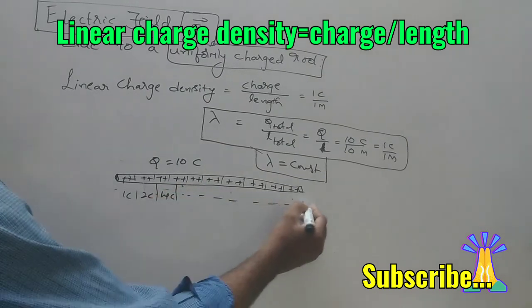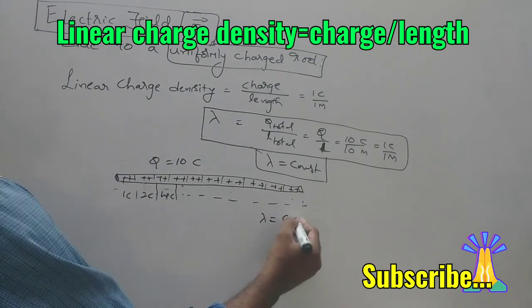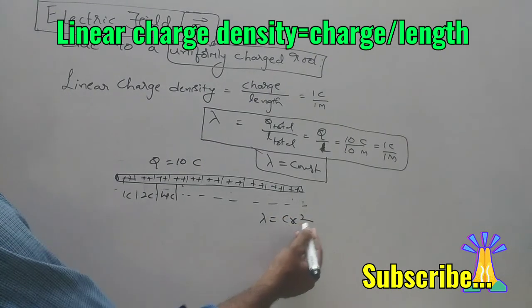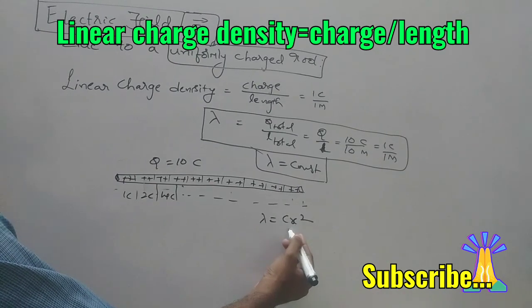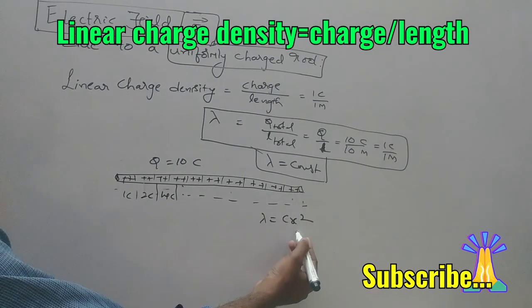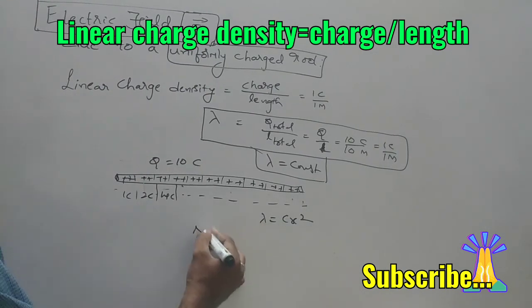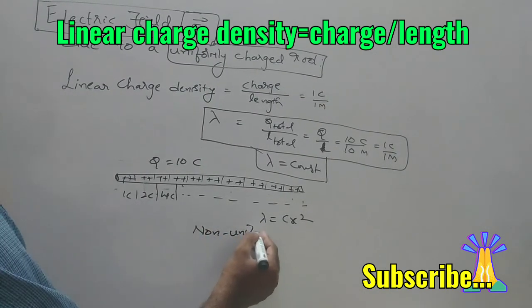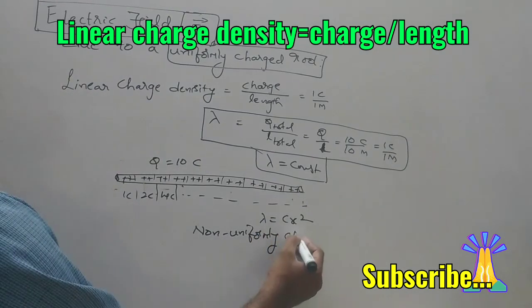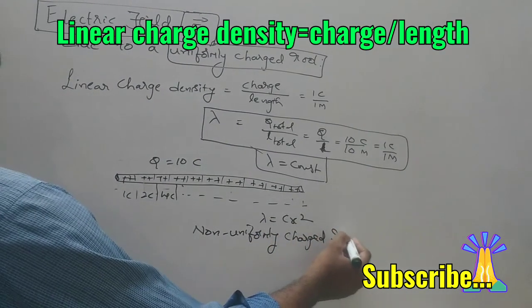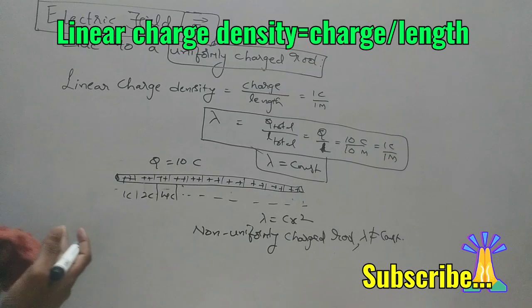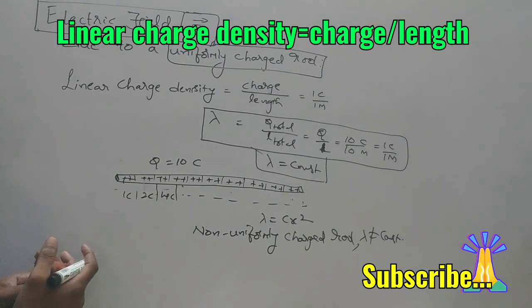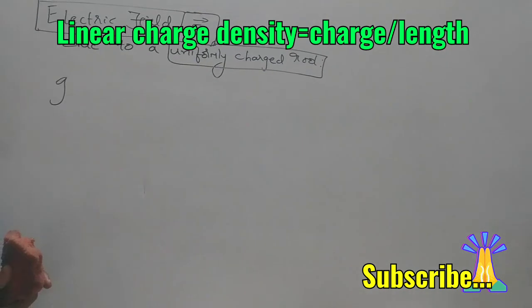If it is increasing like this, suppose lambda is given as c x square, so lambda is a function of x. That means as x is increasing, suppose x is equal to 1, you get c. For x equal to 2, square, 4c you will get. So the linear charge density is also varying with distance x. That is a non-uniformly charged rod. For a non-uniformly charged rod, lambda is not constant. In that case, how to find the electric field and all, we shall discuss later.